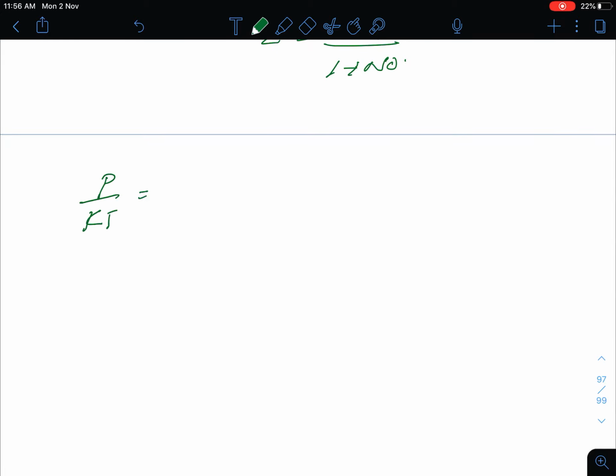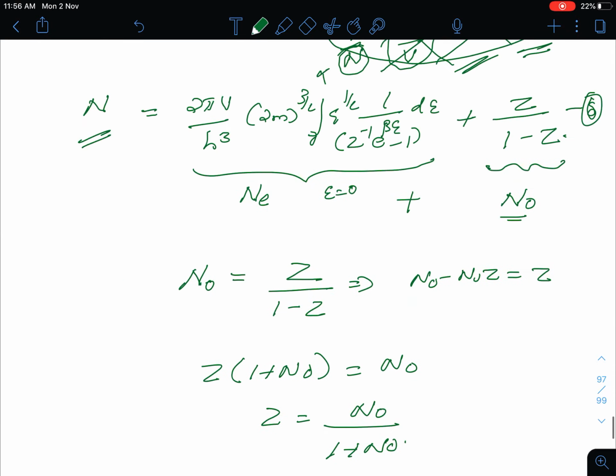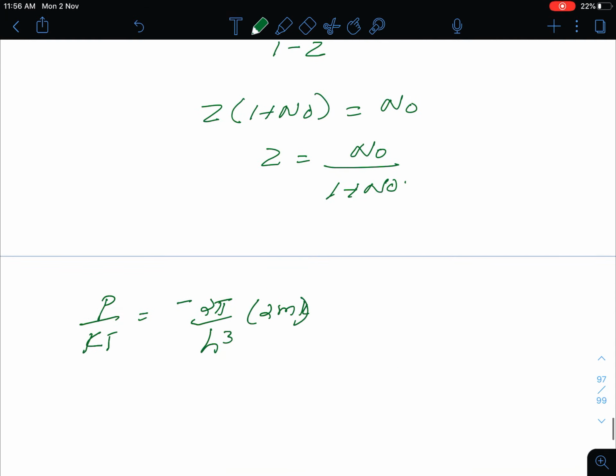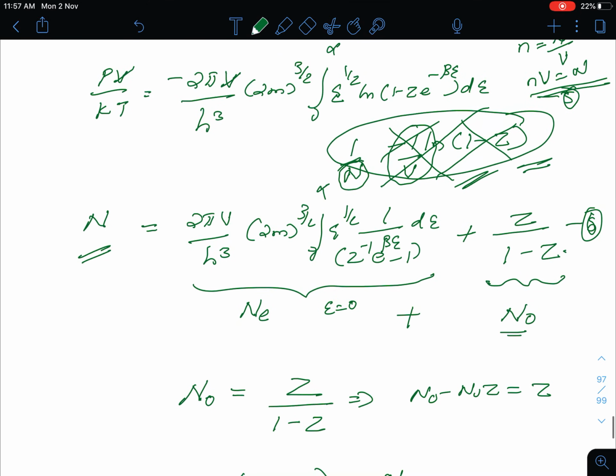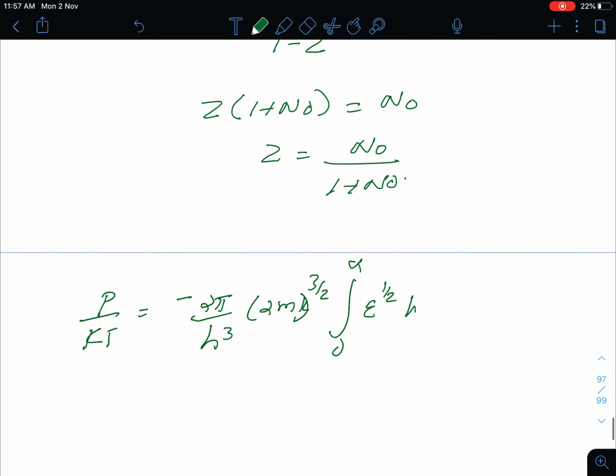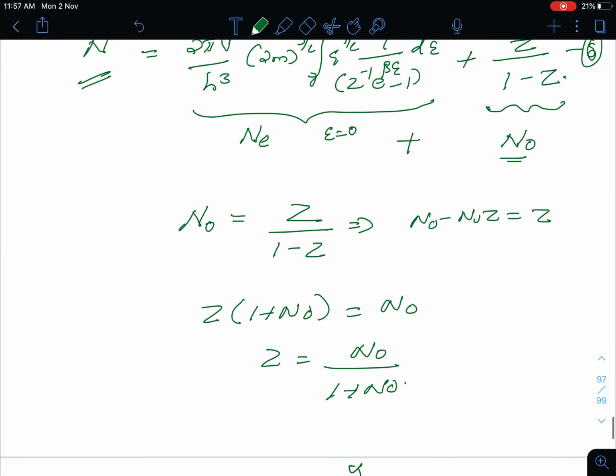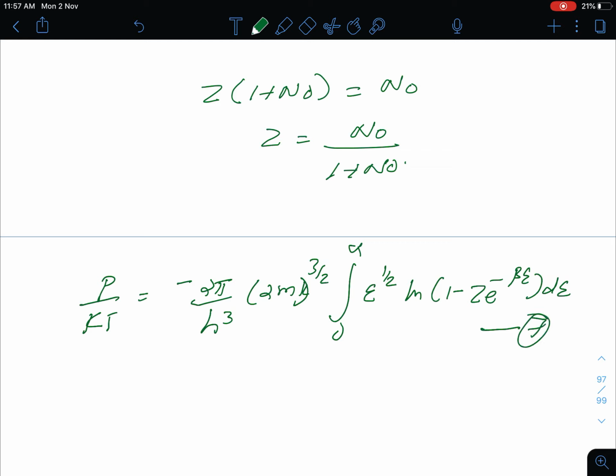So p by kt, the term p by kt is equal to minus 2 pi by h cube 2m all raised to 3 by 2 integral 0 to infinity e raised to half ln 1 minus z ln 1 minus z e raised to minus beta e de എന്ന് എഴുതാൻ പറ്റും. അത്രേ ആവശ്യമുള്ളൂ. കാരണം എന്താണ്, രണ്ട് കേസിലും സെക്കൻഡ് ടേം 0 ആണ് എന്ന് നമ്മൾ ഓൾമോസ്റ്റ് അസ്യൂംഡ്. ഐ മീൻ വി ഓൾമോസ്റ്റ് നോ. സോ ലെറ്റ്സ് സേ ദിസ് ഈസ് സെവൻത്ത് ഇക്വേഷൻ, ഇക്വേഷൻ നമ്പർ 7. Clear?